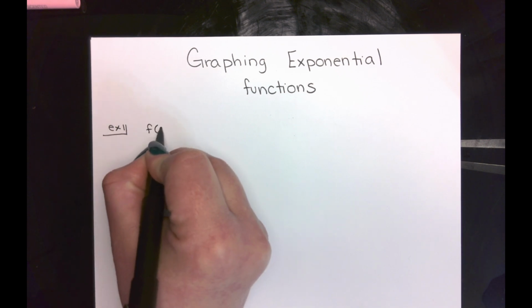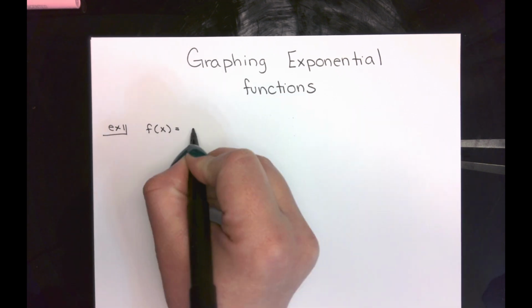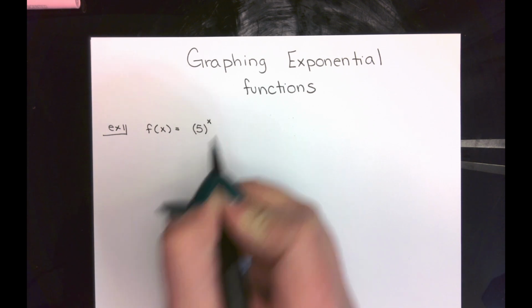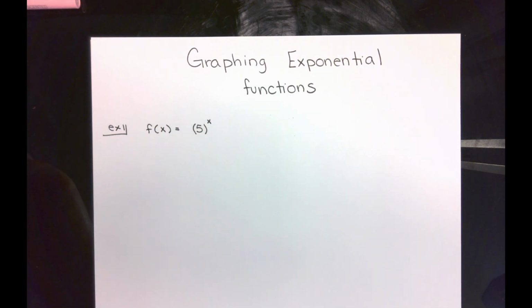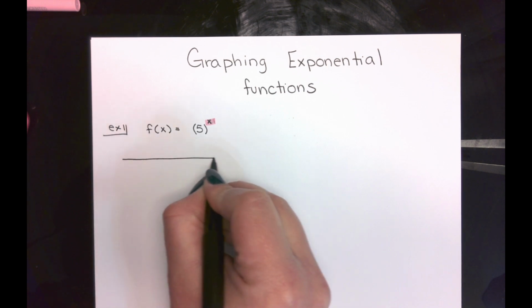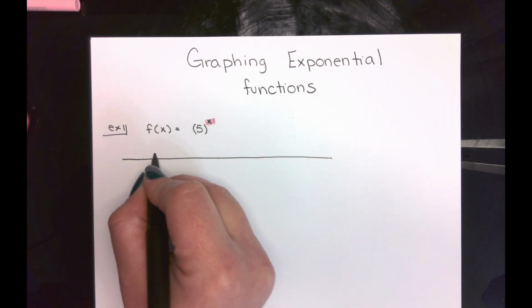f of x is equal to 5 to the power of x. Now, what makes this an exponential function is that we have an x in the exponent spot. To evaluate things with an x in the exponent spot, we're going to create a t-chart.